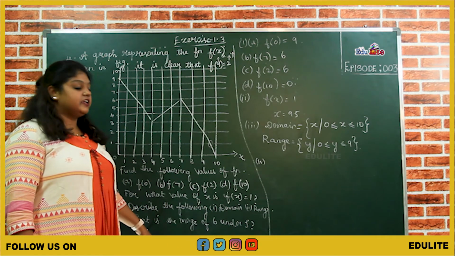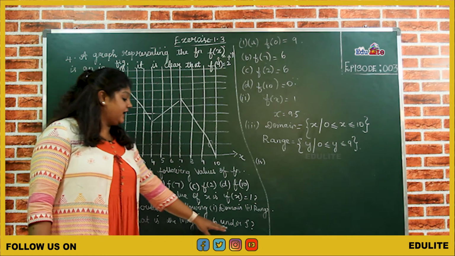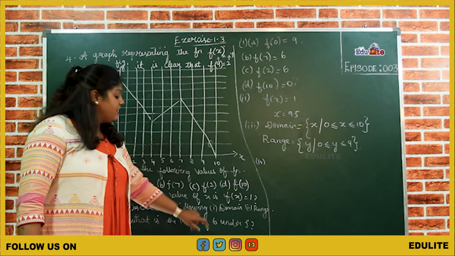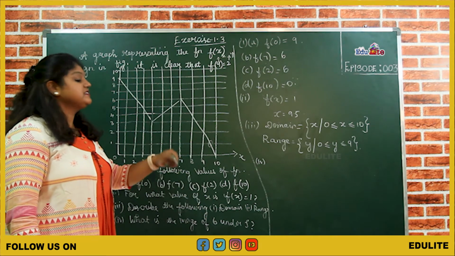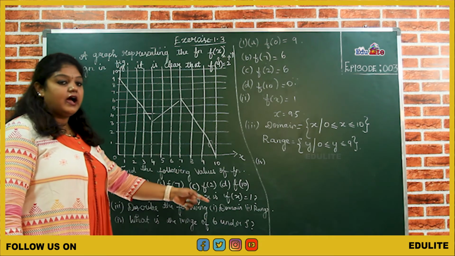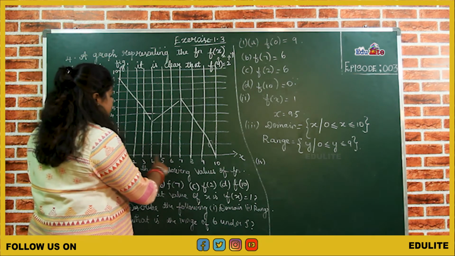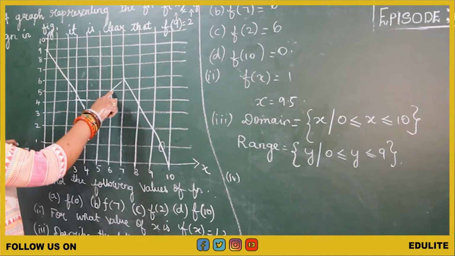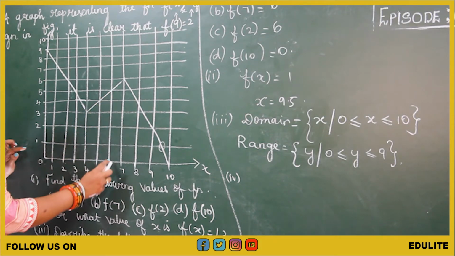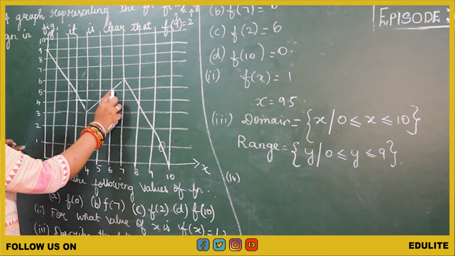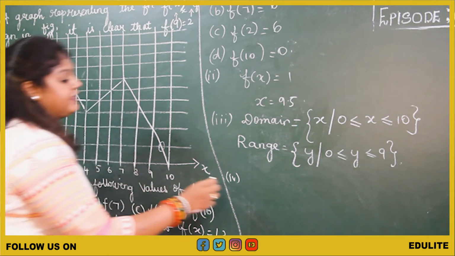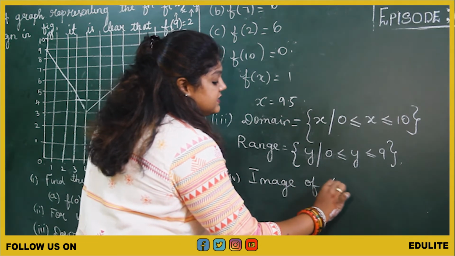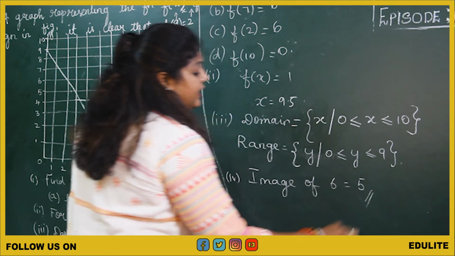In the fourth subdivision, we have to find the image of 6 under f. Image of 6 means 6 is the value of x. When x is 6, what is the value of y? That has been asked. So when x is 6, we have to find the value of y, which is nothing but 5. According to the graph, when x is 6, the value of y is 5. Therefore, the image of 6 is equal to 5 under f.